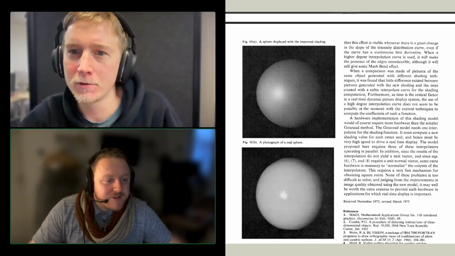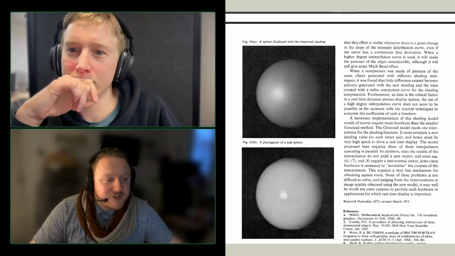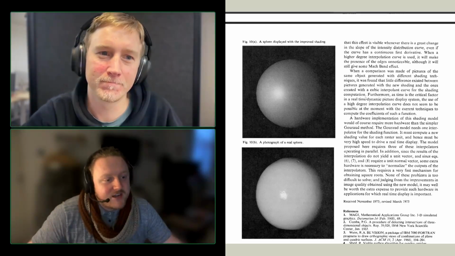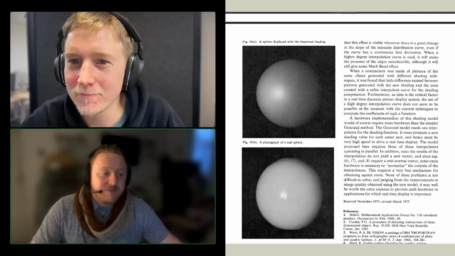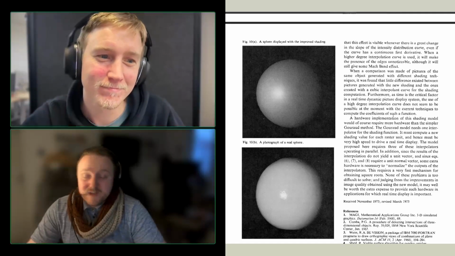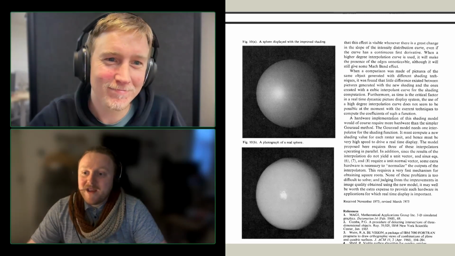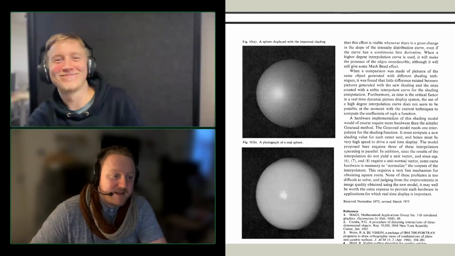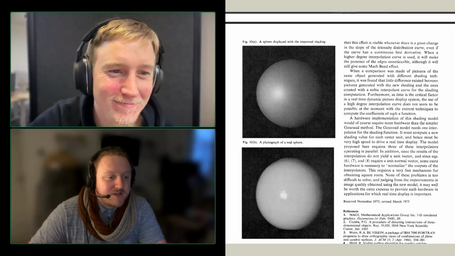Yeah, I can see it for the shading. Furthermore, little difference existed between pictures generated with the new shading and the ones created with cubic interpolant curve for the shading computation. Furthermore, as time is critical in real-time dynamic picture display, which it is, you don't want to turn around in Horizon Zero Dawn and see everything pop in. That would ruin your immersion in the beautiful world that people have made, right? So time is a critical factor in the real-time dynamic picture display system.